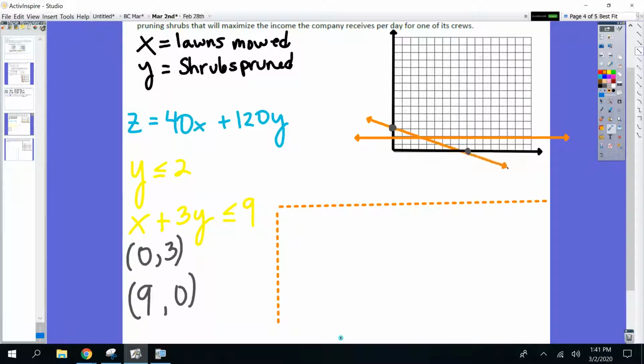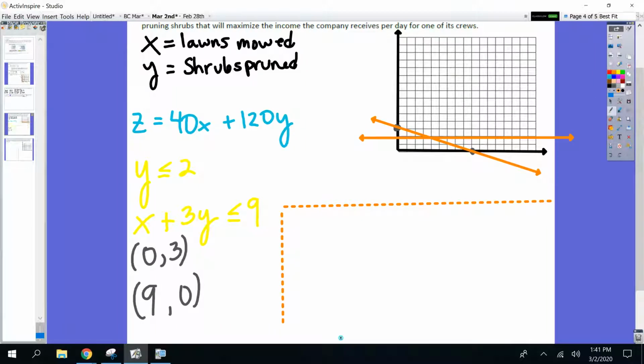Click it in there. There we go. All right, let's figure out where the shading should be. I got a nice small triangle there. I got another figure down below. Where are you going to shade for the y is less than or equal to 2? Below, and then if I plug in 0, 0 up here, true or false? It's true, so it's going to shade below. So here it is, this nice looking figure right here.